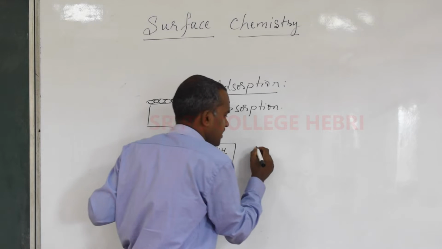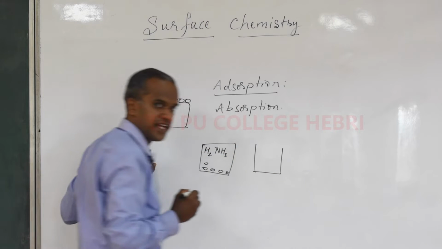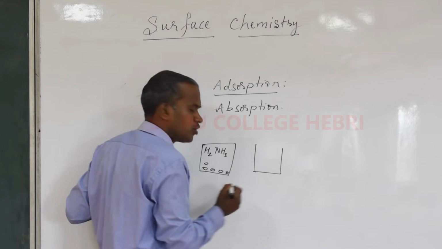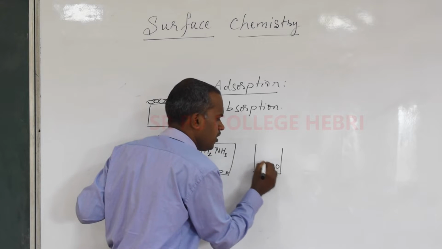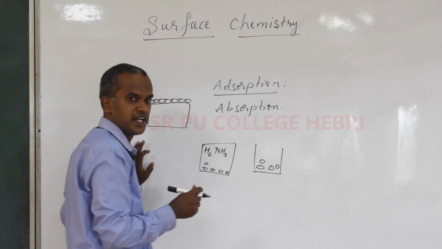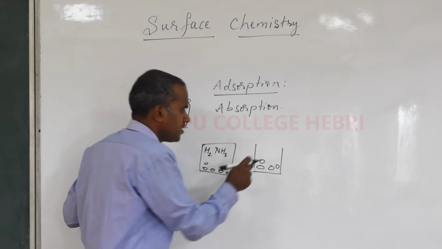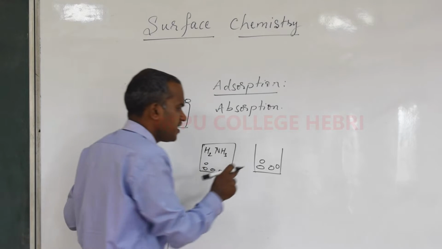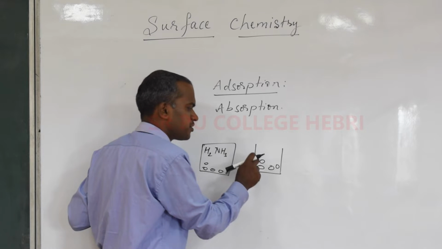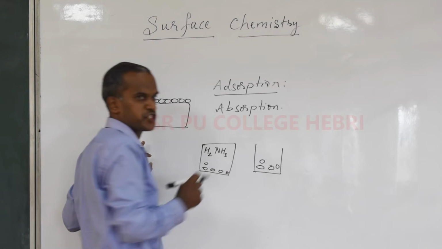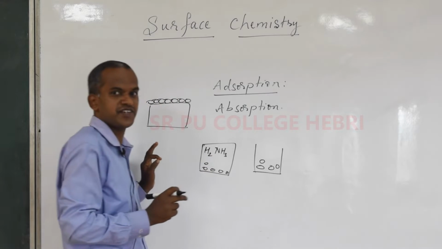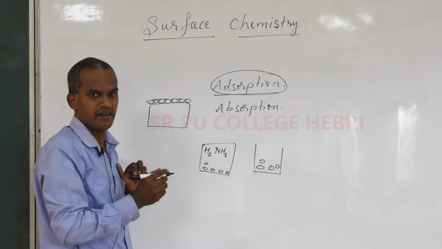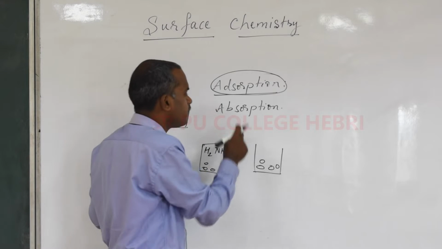Suppose I take in a container some organic dye, maybe methylene blue or some other colored substance. If I put animal charcoal into that and shake the container, the color of the solution becomes colorless. Why is this happening? Again, the coloring substance present there is getting adsorbed. So with these simple examples, try to understand what adsorption is. It is a phenomenon of accumulation.